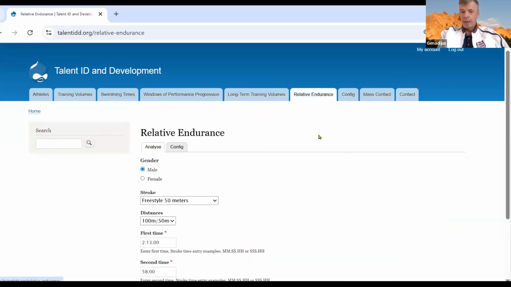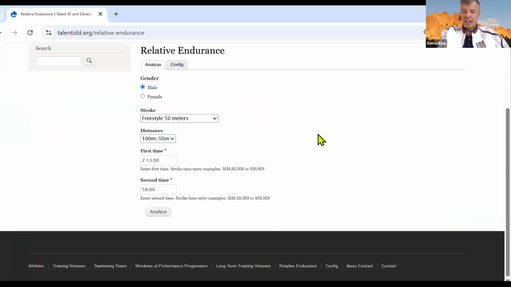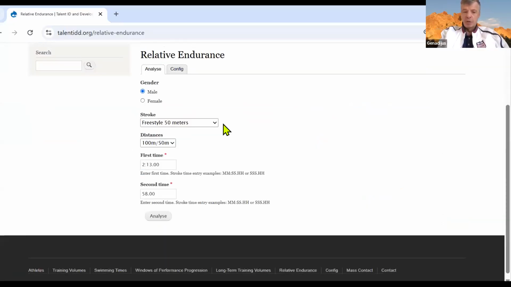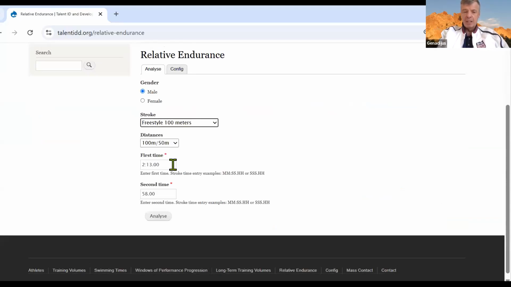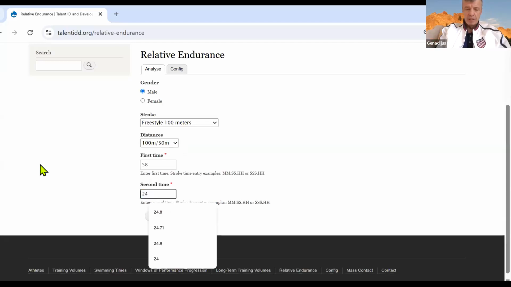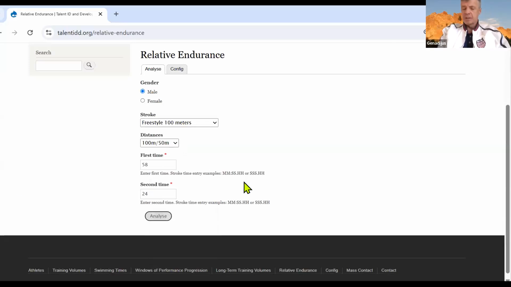Relative endurance. I mentioned to you, you can enter anytime. For example, we have a swimmer who wants to swim, let's say a male swimmer, 100 freestyle. His best time, let's say, over 100 meters is 58 seconds. 50 meters, best time, let's say, maybe around 24 seconds or so. What does that mean?